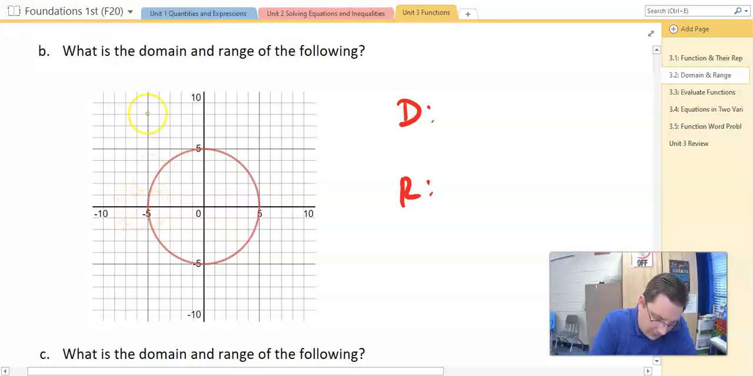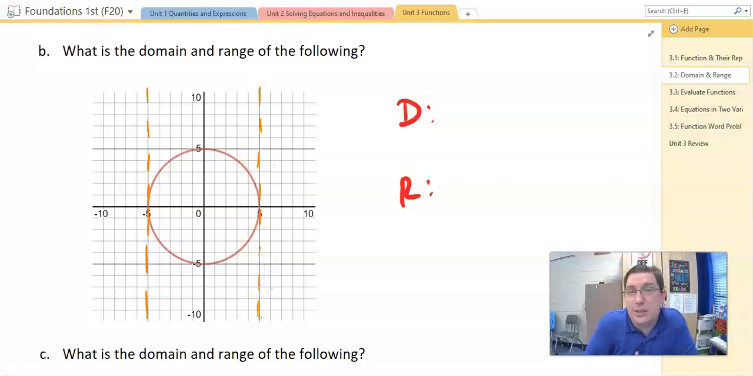Well, the furthest left it gets is right here at what x value? At negative 5. And how far right does it get? Well, the furthest right it gets is positive 5. And so we have a couple different ways that we can represent this. The first is as an inequality. And we talked about compound inequalities at the end of Unit 2.